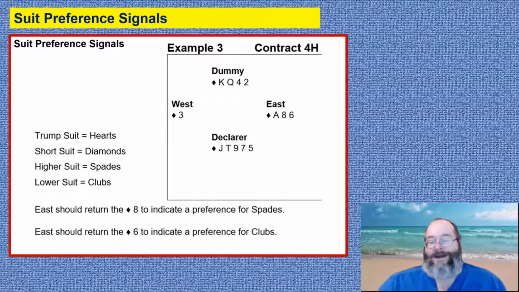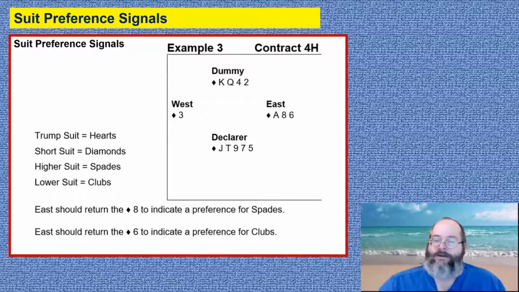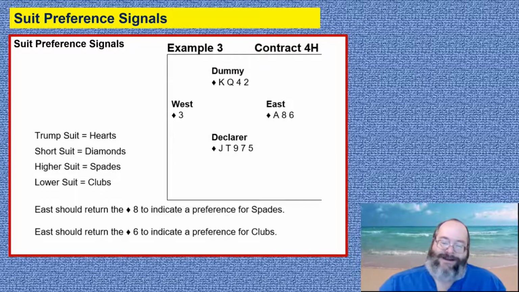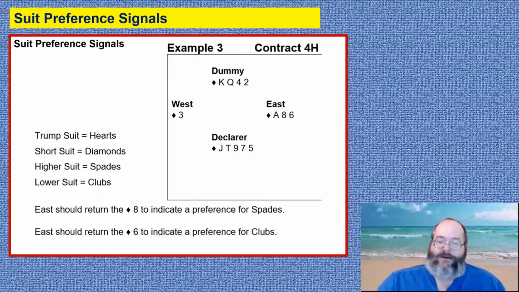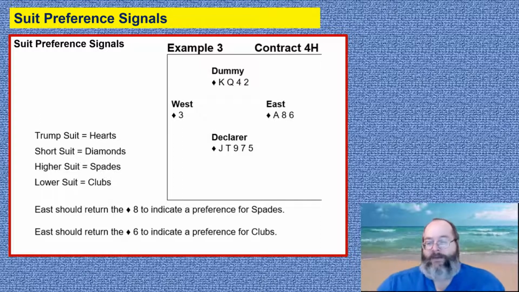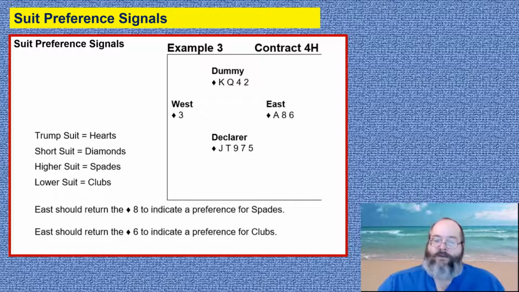So like any signal, high or low is relative to what East has on hand. 8-6, there's not a lot of variety, right? Hopefully, you'll always have the 9 and the 2 to distinguish, but you play the card and you hope that your partner can read it correctly. Sometimes you can tell by looking at dummy what the suit is, right?